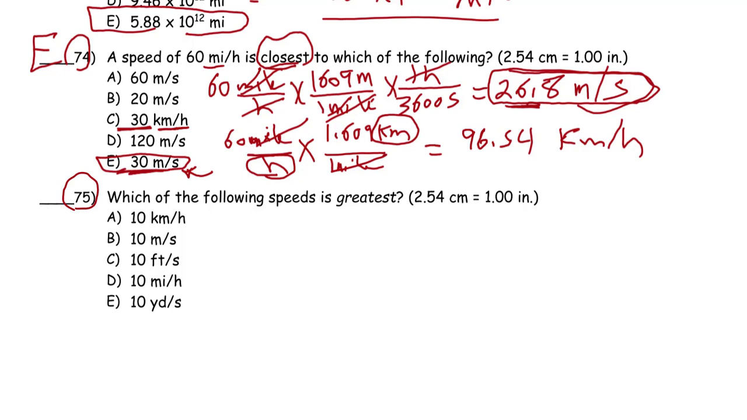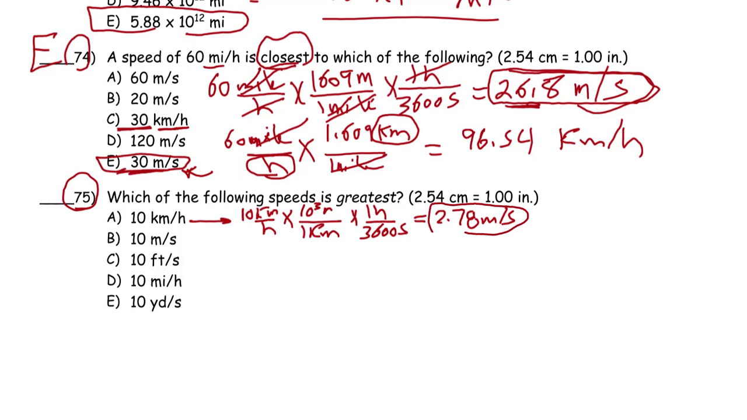Let's solve 75. Which of the following speeds is greatest? So we need to deal with each one of them. The first one, let's convert all of them to meter per second. So 10 kilometer per hour times 1 kilometer is 10 power 3 meter, and 1 hour is 3600 seconds. Get the answer. You will find that it is about 2.78 meter per second. This is the first one.